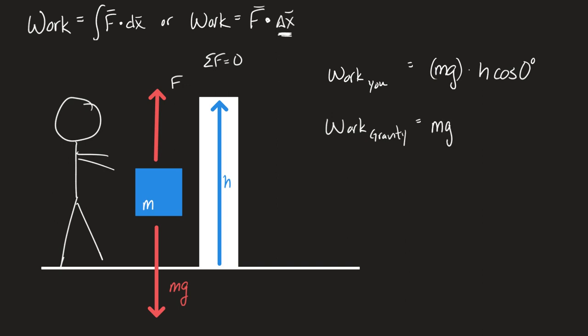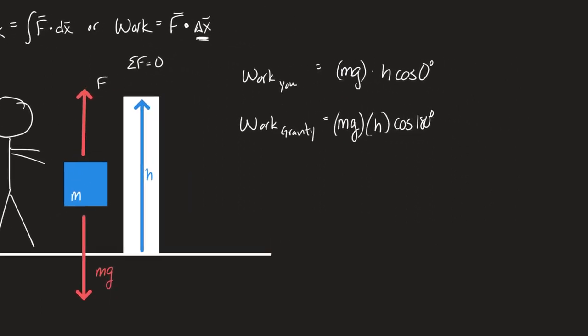Amount of work done by gravity, well, mg again, right? The box still travels up. How are these different? Sure, cosine of 180. Box goes up, but the force was down. These produce the same answer, but they have slightly different connotations.